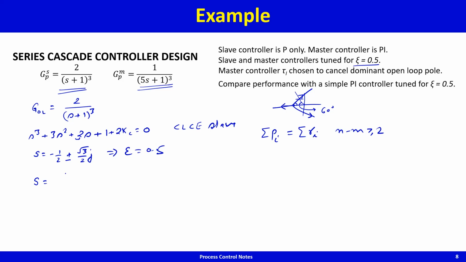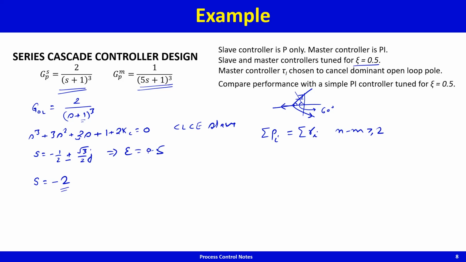Okay, so whatever the other root is, it will turn out to be minus 2, because the sum of the roots is minus 1 minus 1 minus 1, that's minus 3. You add these two, you get minus 1. To reach minus 3, the other root must be s equal to minus 2. So these are the three roots of the closed loop characteristic equation.